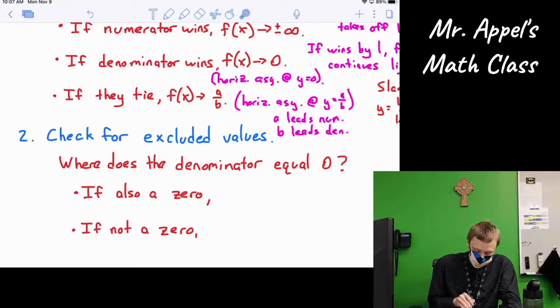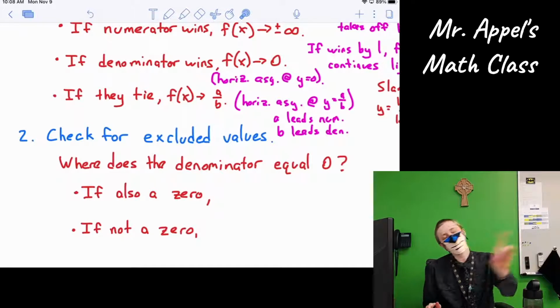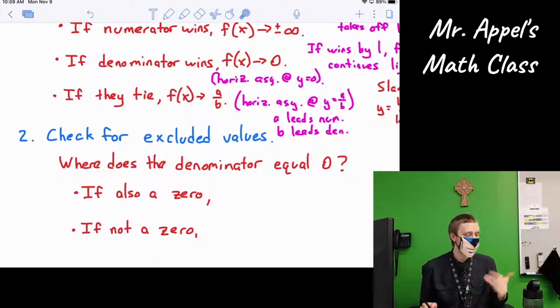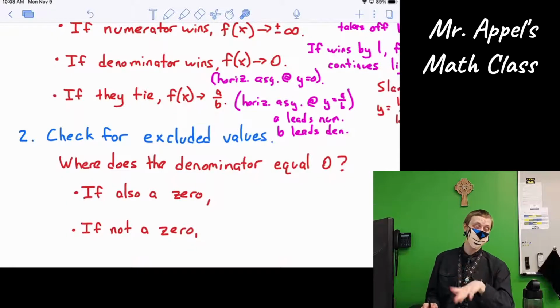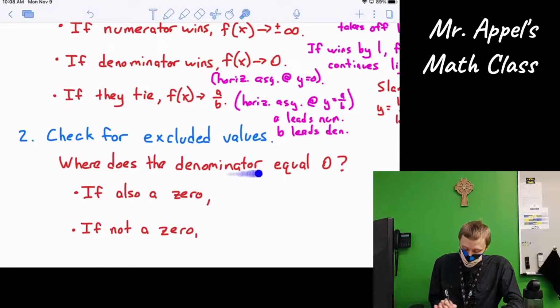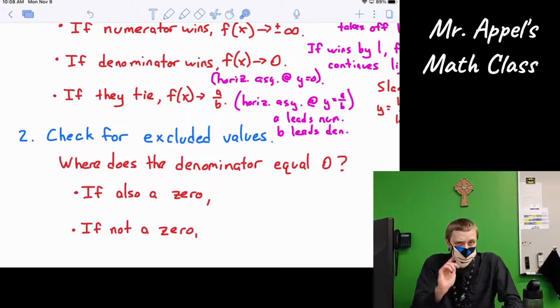And that's as easy as checking for the excluded values. The one thing you're never allowed to do in math, divide by 0. What would cause you to divide by 0? Wherever that would happen, well, it's not allowed to happen. So those are your excluded values. We've been practicing calculating them already.